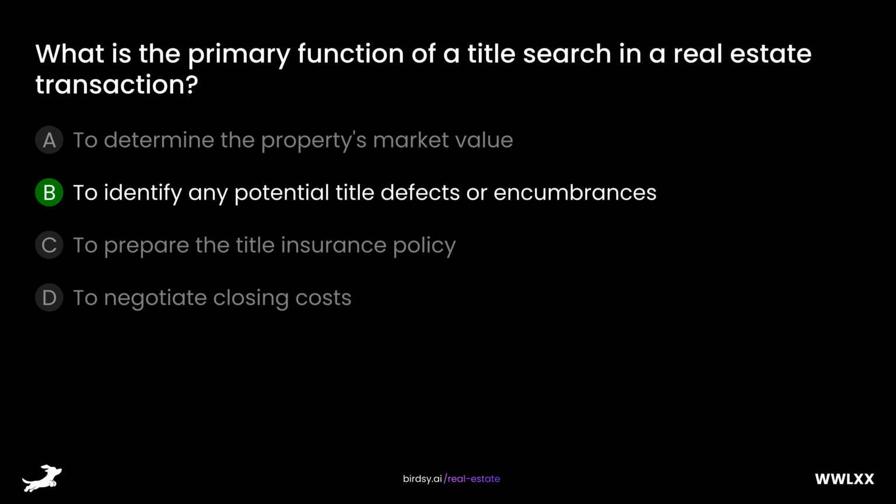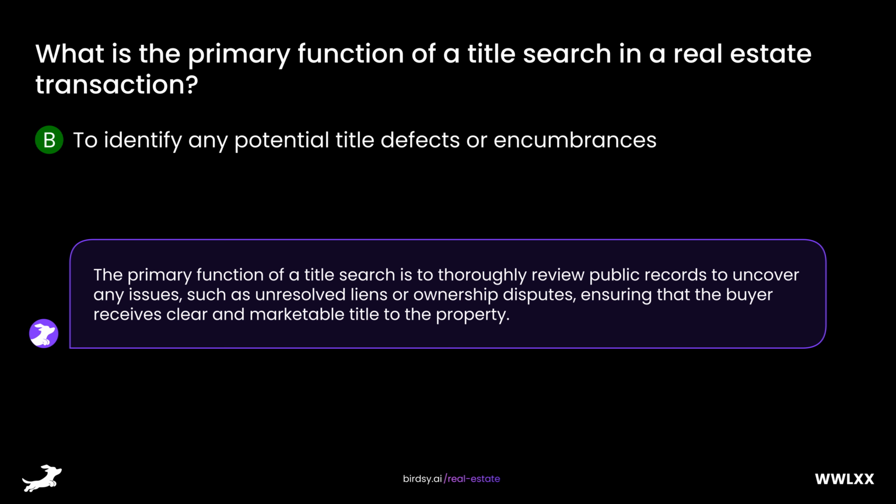The answer is B, to identify any potential title defects or encumbrances. The primary function of a title search is to thoroughly review public records to uncover any issues, such as unresolved liens or ownership disputes, ensuring that the buyer receives clear and marketable title to the property.